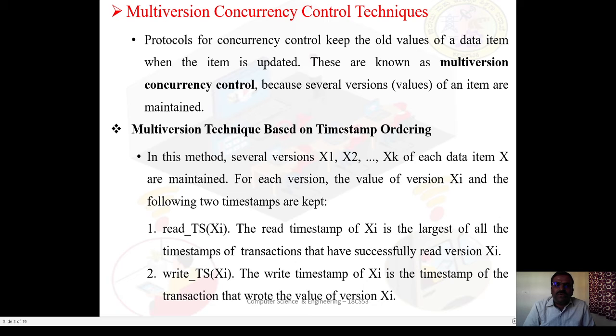First, we will discuss multi-version concurrency control techniques. These protocols for concurrency control keep the old values of a data item when the item is updated. These are known as multi-version concurrency control because several versions or values of an item are maintained.